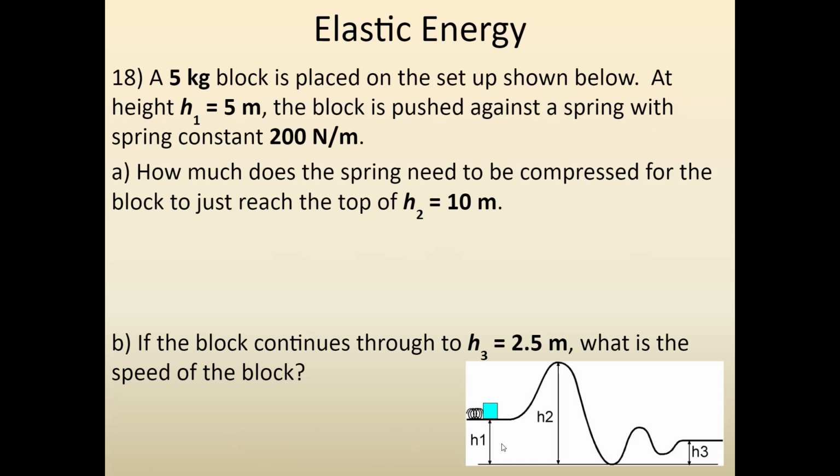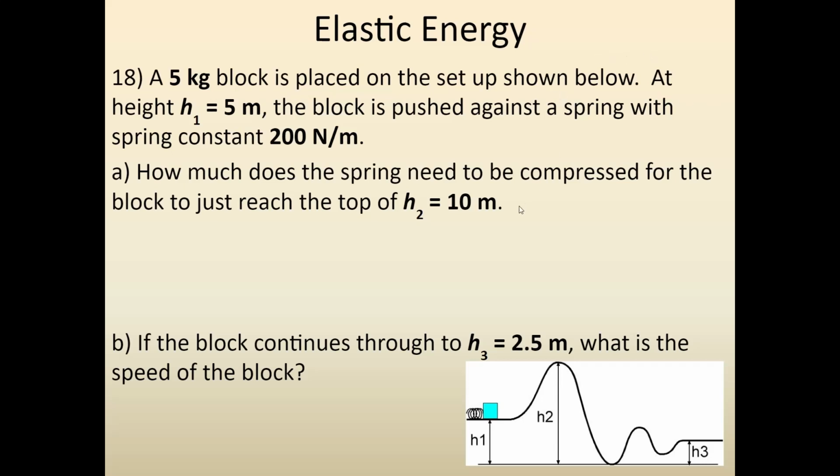All right, so as I've said before, one main aspect is to keep track of what's going on at all these different moments, and keep track of all the different types of energies involved in the scenario. So the first question is how much does the spring need to be compressed just for the block to reach the height of 10 meters? If we think about what's going on, when the spring is compressed, at that moment at H1, the object has both gravitational potential energy and spring potential energy.